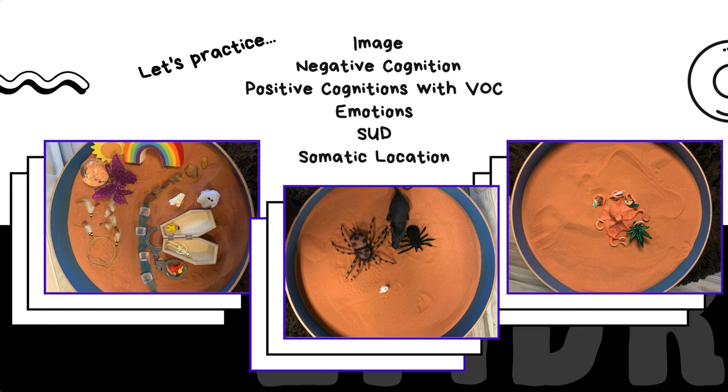And the next one, I give the bowl to the client. Let me have you take this bowl over to the miniature shelf, pick out some miniatures, and bring them back to the sand tray and just kind of show me what this is like. Create an image that represents that. Okay, show me about what you created.